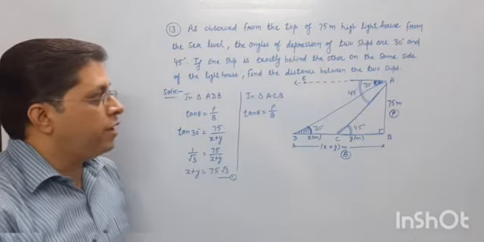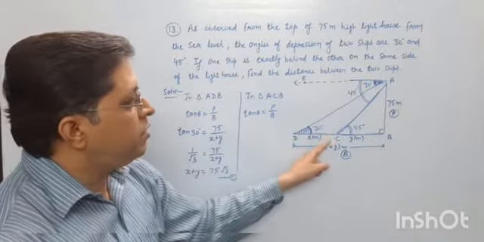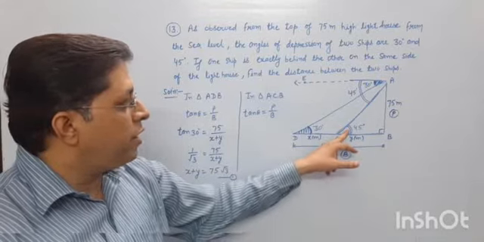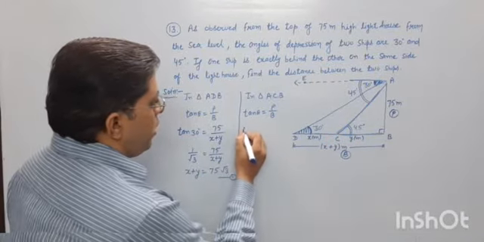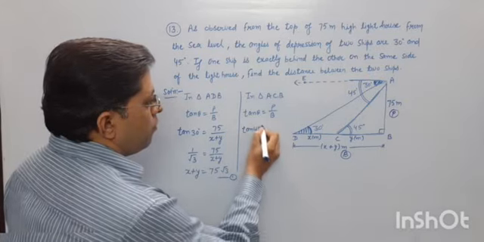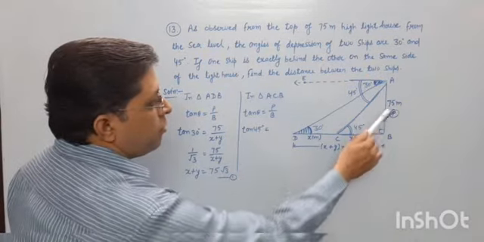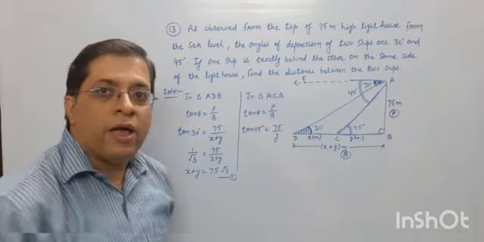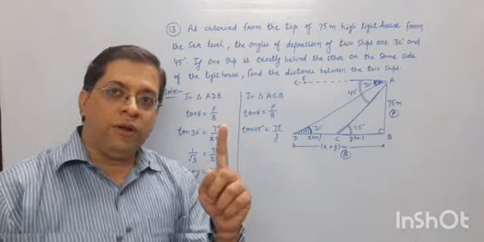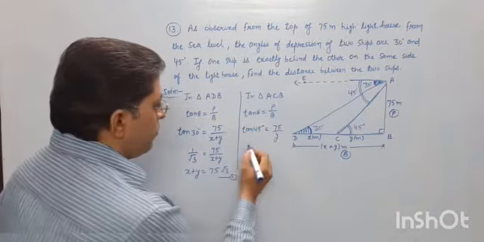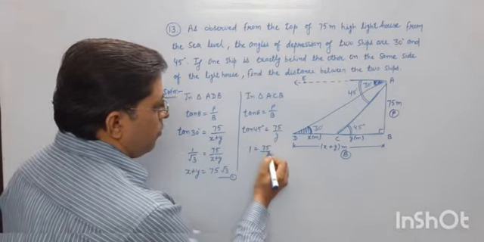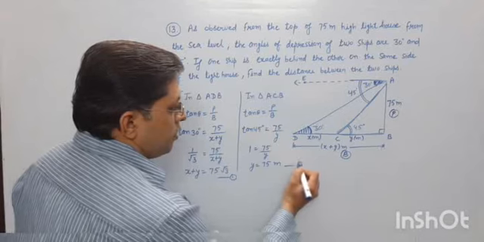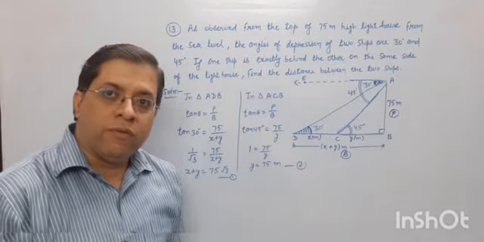Now come on for the second triangle. What is the name? ACB. Triangle name is your ACB. And what is the angle? 45 degree. Tan 45 is perpendicular upon base. This is perpendicular, this is base. So 75 upon y. And we all know tan 45 is always 1. I am putting 1 here. 1 is equal to 75 upon y. Then y will be 75 meter.